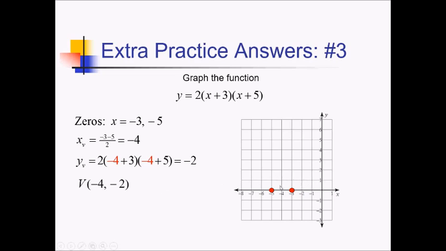So that's going to be back 4, down 2. And then draw the parabola through those. And just looking at this here, it looks like it should open up because this is a positive out in front, so we are done.